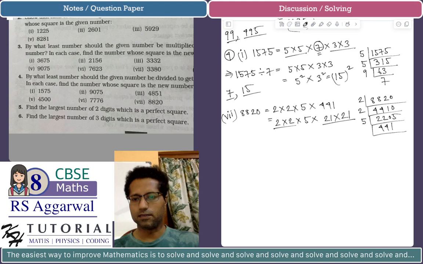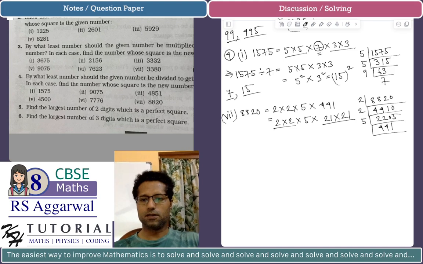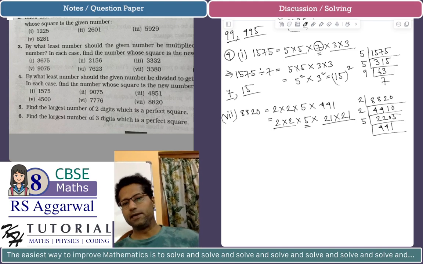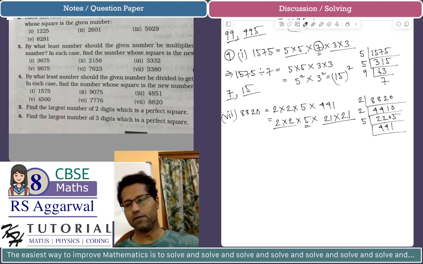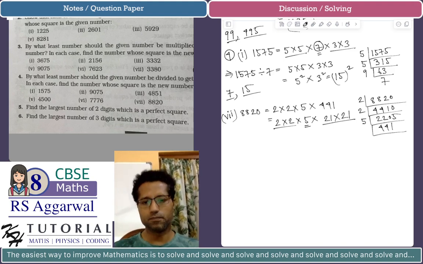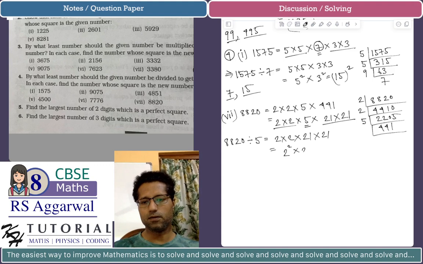So we can clearly see that the only number left behind, which is not creating a pair of equal factors, is the number 5. So we have to divide this whole number 8820 by 5, and then we will get 2 into 2 into 21 into 21, which will be a perfect square. 8820 divided by 5 is 2 into 2 into 21 into 21. This is equal to 2 square multiplied by 21 square. This is 42 whole square.